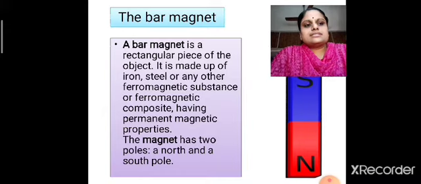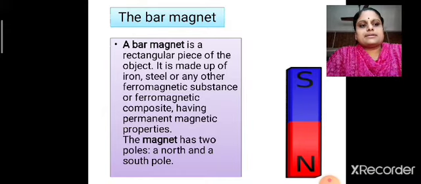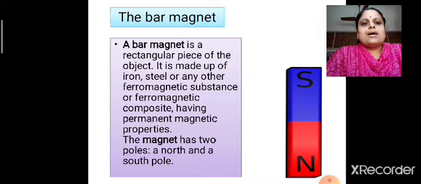Now let us discuss a bar magnet. A bar magnet is a rectangular piece of object which is made up of iron, steel or any other ferromagnetic substance having permanent magnetic properties. The magnet has two poles, a north pole and a south pole. The picture of a bar magnet is shown in the figure.